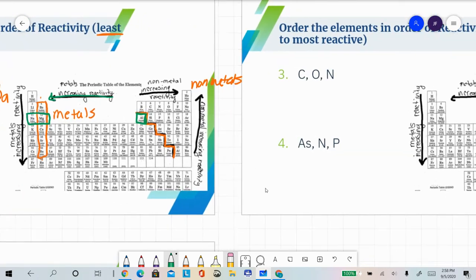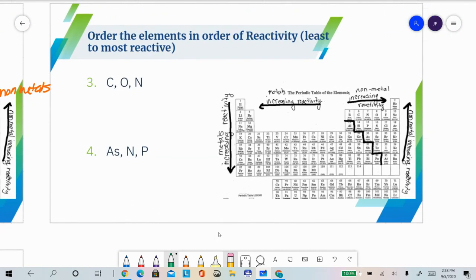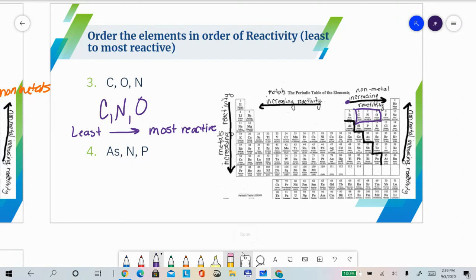Okay, so then the last two examples over here. We have to ask, is carbon, oxygen, nitrogen metals or nonmetals? And we see over here that they are nonmetals. So then our least reactive is on the left, and we go to our most reactive on the right. So it goes carbon, nitrogen, oxygen is least to most reactive. And review, that is because of the number of protons they have.